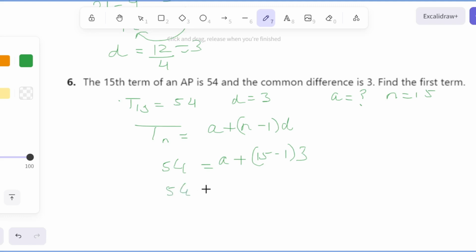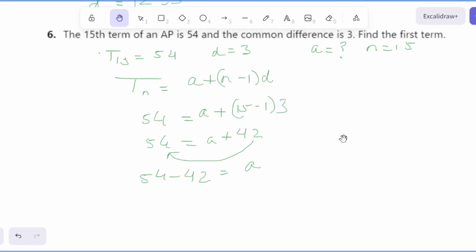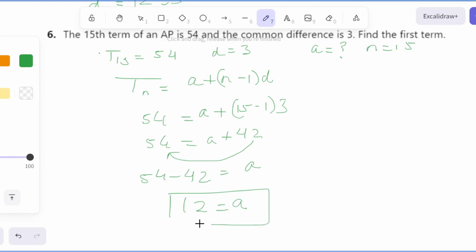So 54 equals A plus 15 minus 1, which is 14, and 14 times 3 is 42. Now take 42 to this side, and that becomes 54 minus 42. Whenever we take things from one side of the equality to the other side, the sign will change. 54 minus 42 is how much? So A came out to be 12.